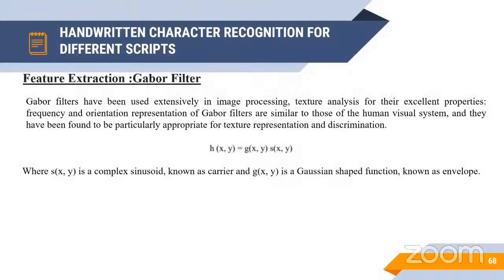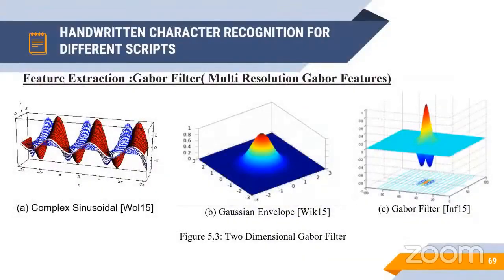The Gabor filter has been used extensively in image processing and texture analysis for its excellent properties of frequency and orientation representation. Here the equation is h(x,y) equals s(x,y) times g(x,y). Here s(x,y) is a complex sinusoid known as the carrier, and g is the Gaussian-shaped function known as the envelope. The Gabor filter gives multi-resolution Gabor features.